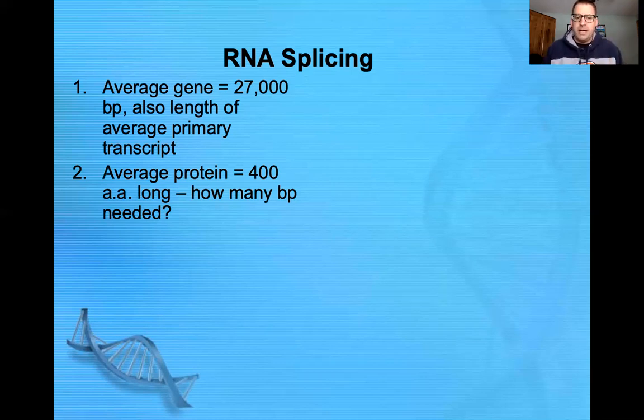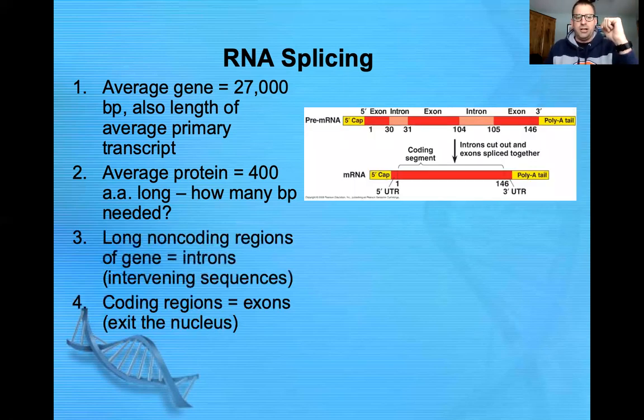So for 400 amino acids, how many base pairs are needed? Well, the instructions for one amino acid require three base pairs, right? So if we have 400 amino acids times 3 base pairs per amino acid, we would need 1,200 base pairs for the instructions for your average protein. So if the average gene is 27,000 bases long, but the instructions for your average protein just need to be 1,200 bases long, there's a whole lot of extra information in there.